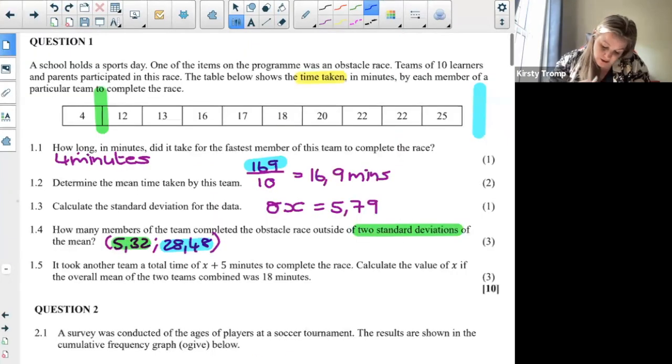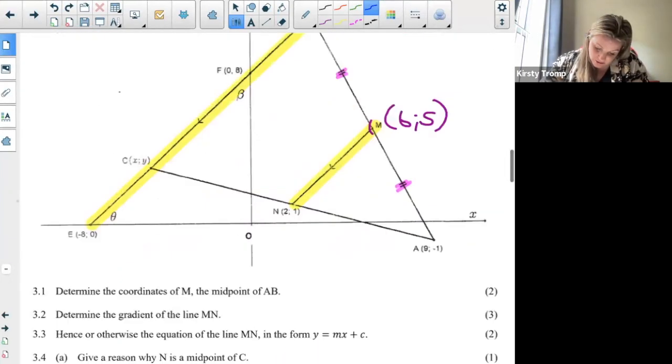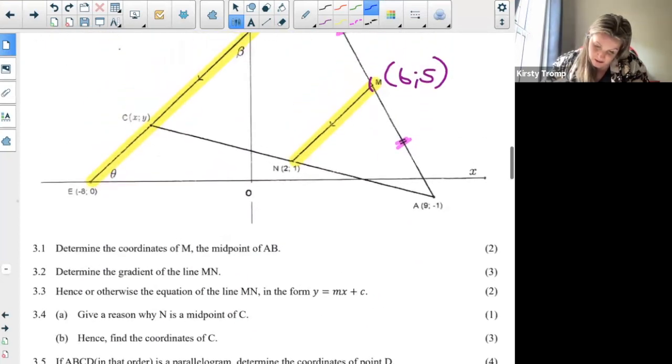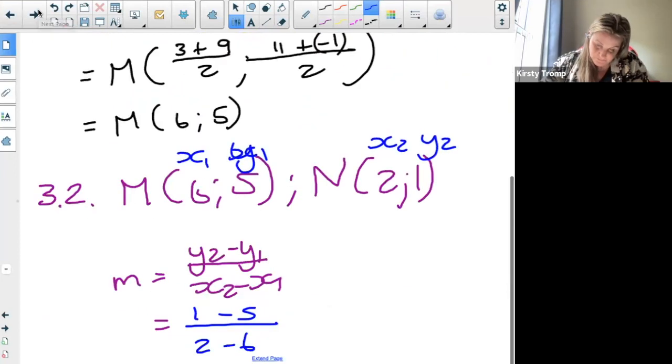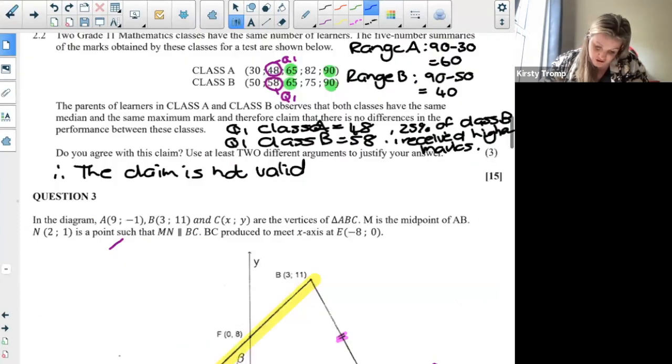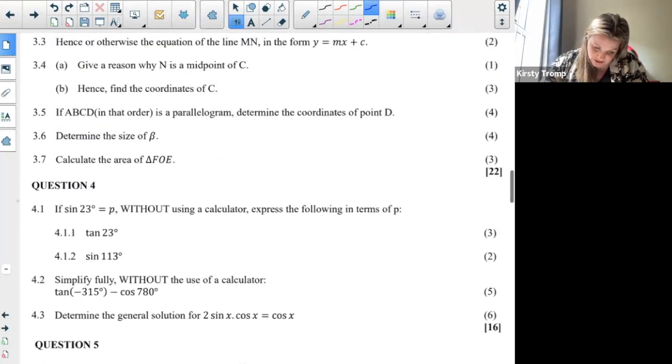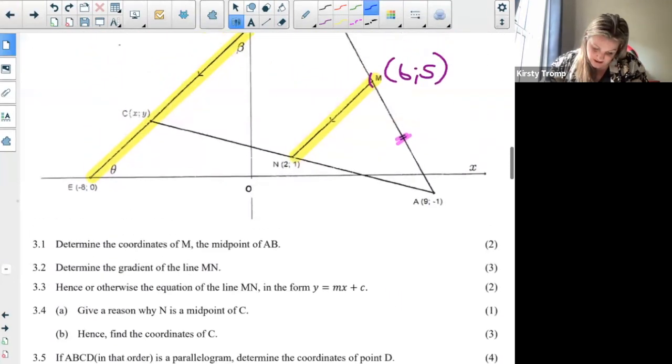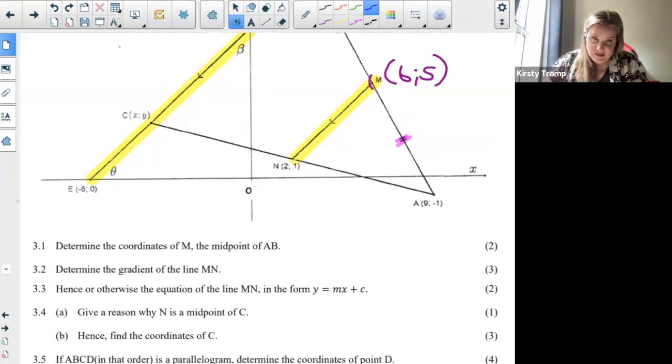Did I have the right calculations here, guys? Let's just double check that I had the right ones. 2 and 1, 6 and 5, MN. Yeah, right ones. Apologies, just doubting myself. You know when you doubt yourself, it's terrible, hey? Yes, I did.